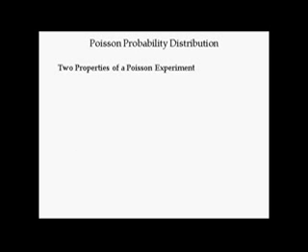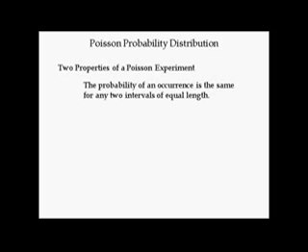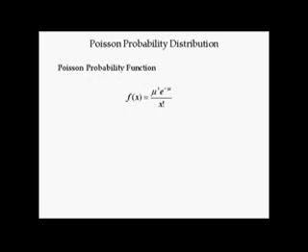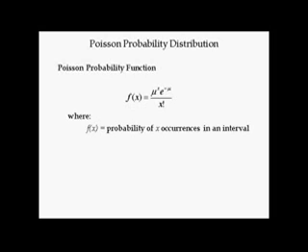A Poisson experiment has two properties. The probability of an occurrence is the same for any two intervals of equal length. The occurrence or non-occurrence in any interval is independent of the occurrence or non-occurrence in any other interval. The Poisson probability distribution function is f of x equal mu, the mean, raised to the x power, times e to the minus mu, again mu is the mean, divided by x factorial. F of x is the probability of x occurrences in an interval of space or time.